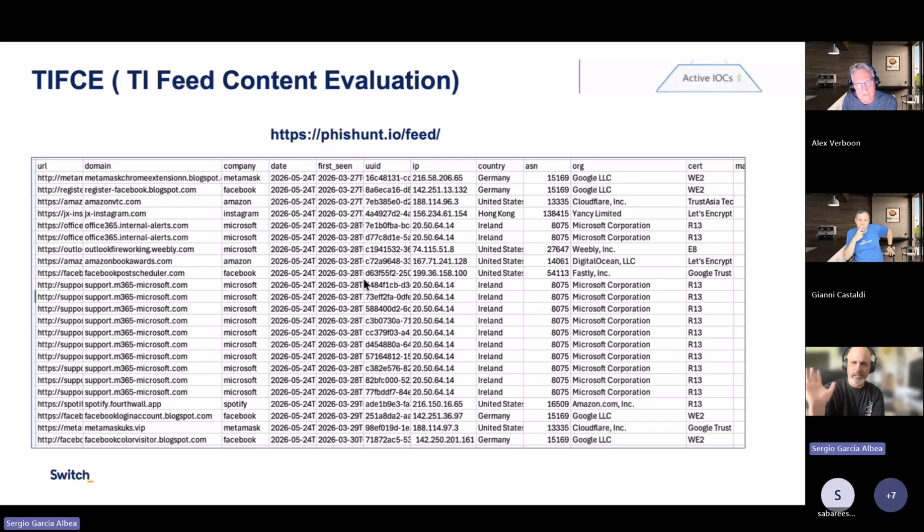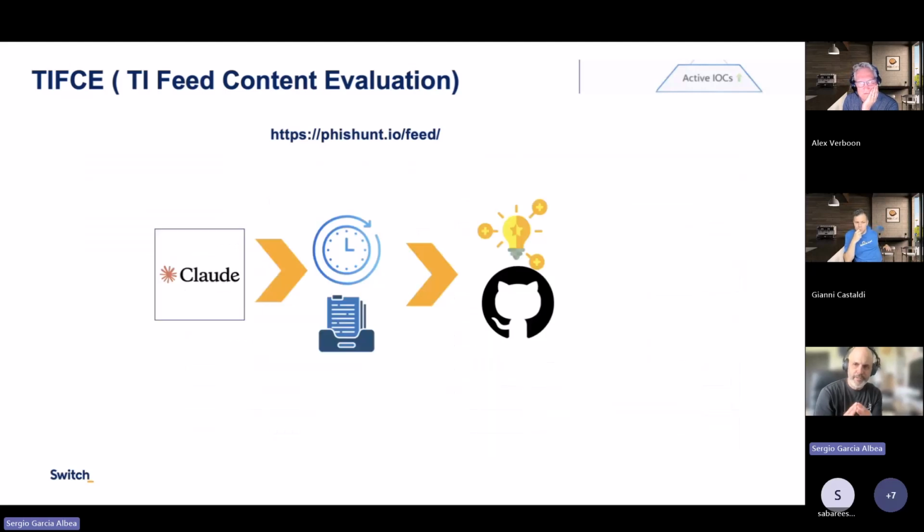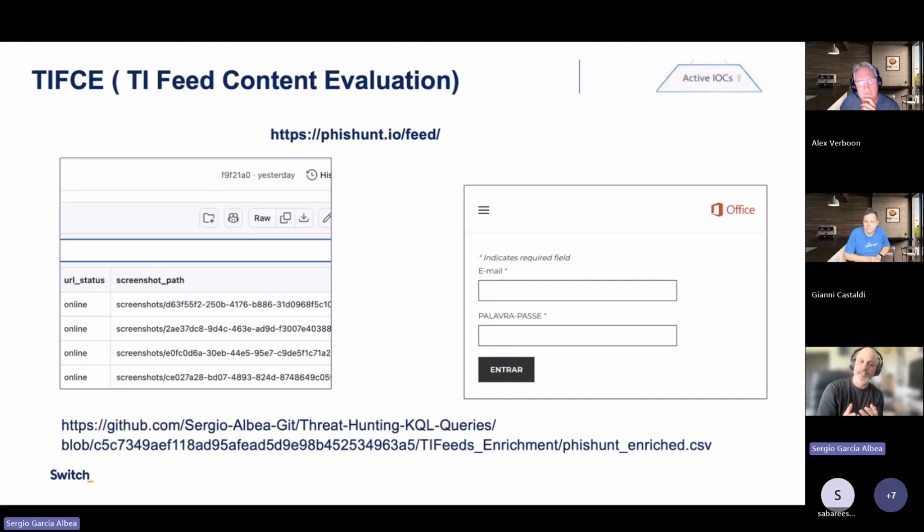This is a general TI feed, Phishing Army. You have multiple ones. This is a bit of what it contains. But what I really want to know is if this TI feed is still active or not. So I asked Claude, can you run every day, get me all these IOCs from these TI feeds and duplicate them in my GitHub for my own purpose? And what is my own purpose? To know if the IOCs are active or not.